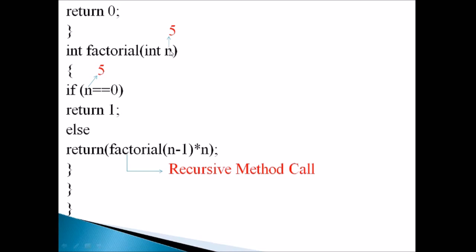So 5 will be assigned to the variable n, and here the statement is if n == 0. We are just verifying whether the given value is 0 or not. If it is 0, it will return the answer as 1. If it is not 0, then the else part will be executed. Here the value is 5, so the condition will move to the else part. Here the statement is return factorial(n - 1) * n.